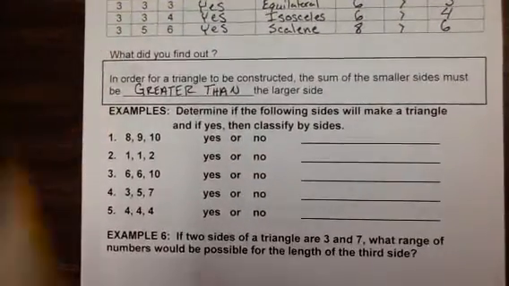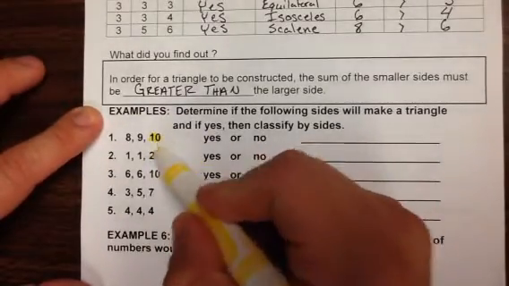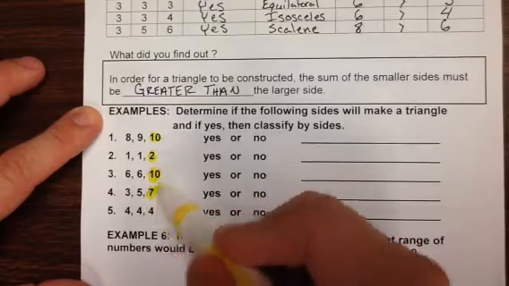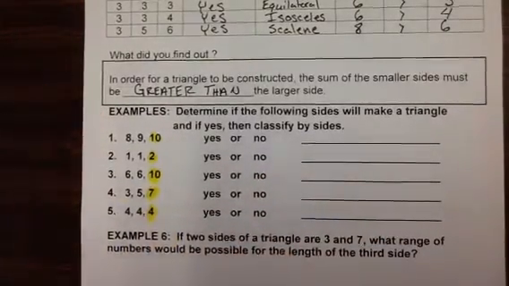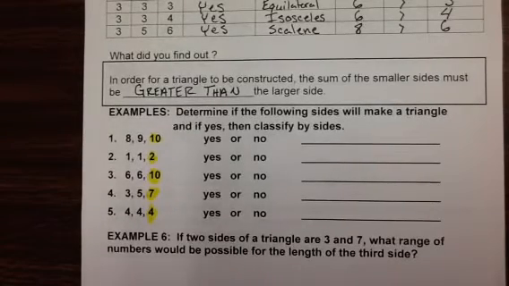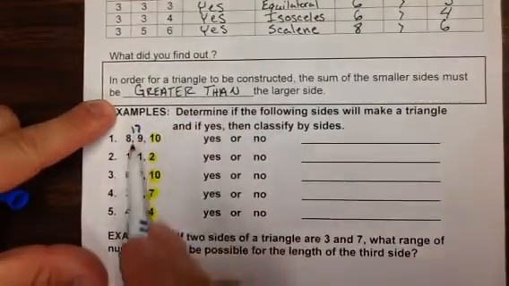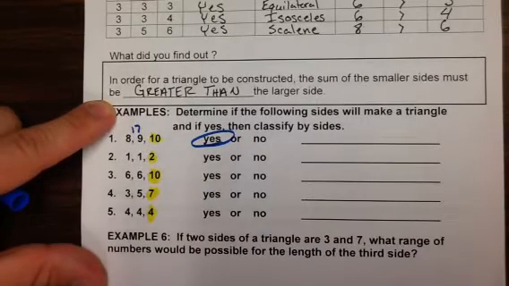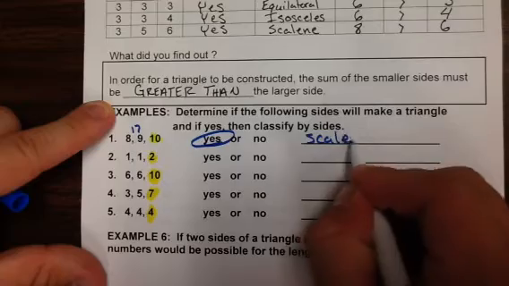Looking down below, I'm going to go ahead and help myself. I'm going to highlight the largest side so that I know which one's larger. If all 3 are the same, I'm just going to pick one. Doesn't matter. So right now as I'm looking at it, 8 and 9 would give me 17, which is greater than 10. So yes, this would be a triangle. And in this case, it would be a scalene triangle.